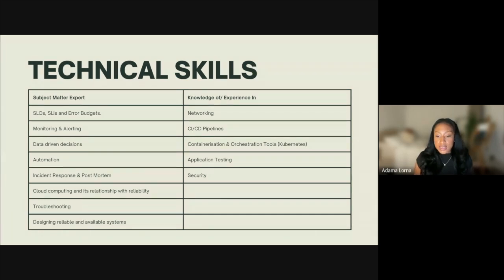How are we automating the steps that are involved in keeping the system reliable so that we can work on other things? Incident response. A part of being an SRE is being on call often, which means if the system goes down, you will need to respond.